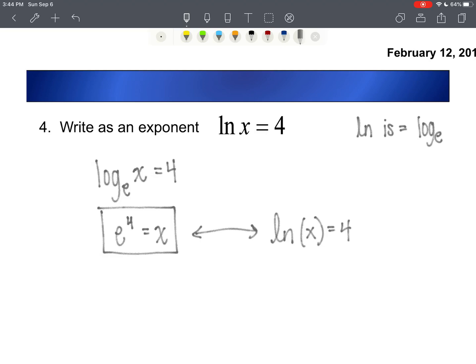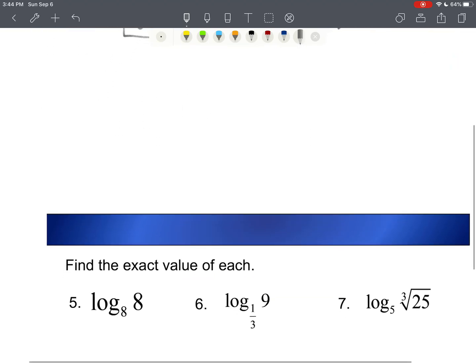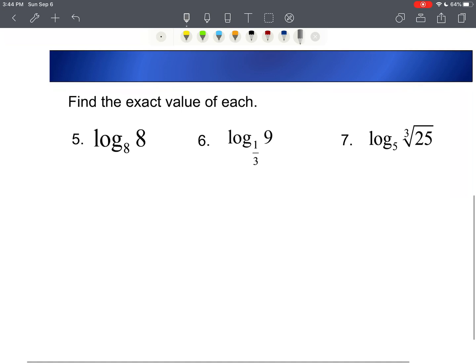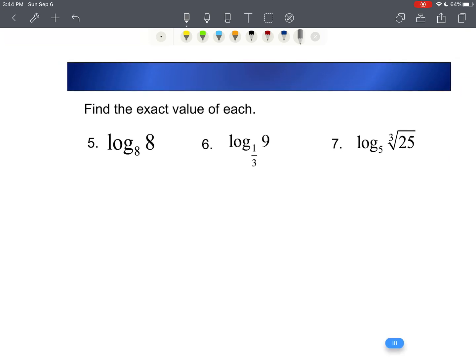Now, once we get used to writing logarithms in exponential form, it's not too difficult to evaluate without a calculator. So here we have log base 8 of 8. I need to evaluate this. What is that equal to? Well, we ask ourselves, 8 raised to what power is equal to 8? Well, the answer to that is 1. 8 raised to the 1st power is equal to 8. So log base 8 of 8 is 1.